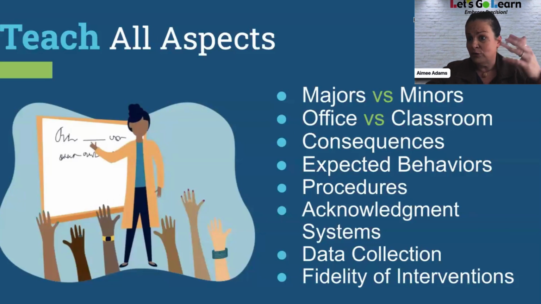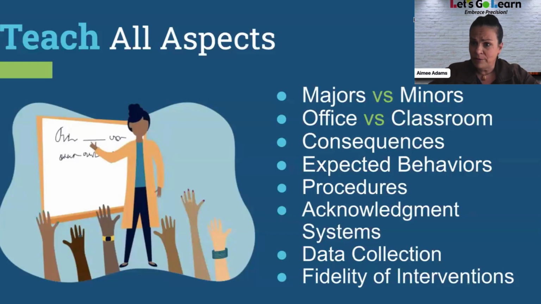What constitutes a major or a minor office referral for our students? Which behaviors are managed in the classroom? Which behaviors require an office referral or administrative support in order to manage? What are the consequences for a given behavior? What are expected behaviors? Is that only something that we have incorporated into our PBIS matrix, or are we using an SEL curriculum to help support those expected behaviors as well?